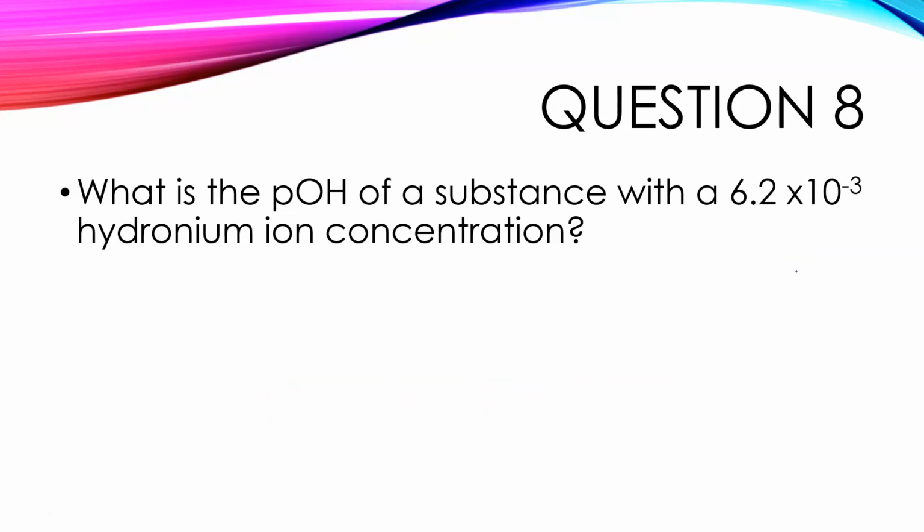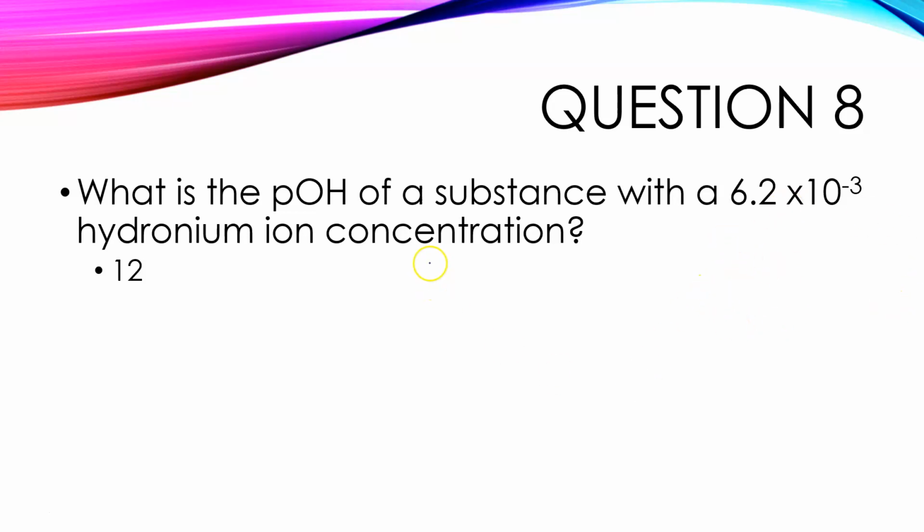Question number 8 asks us, what is the pOH of a substance with a 6.2 times 10 to the negative third hydronium ion concentration? Pause this video, answer the question, and come back when you're done. All right, you got the correct answer if you got 12 as your pOH. If you got 12, great job, move on. If you didn't, let's look at how I got that.